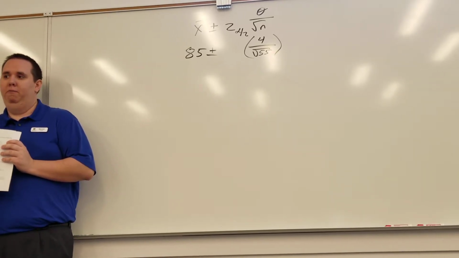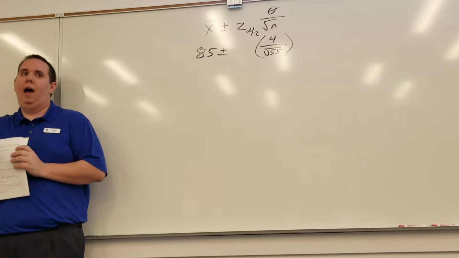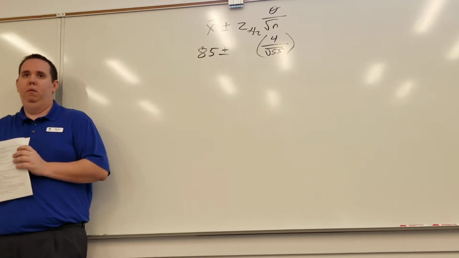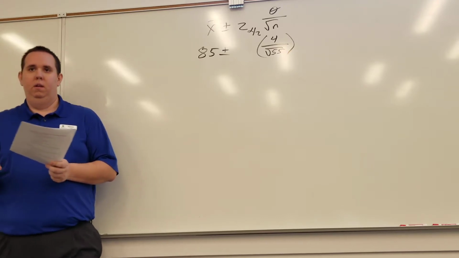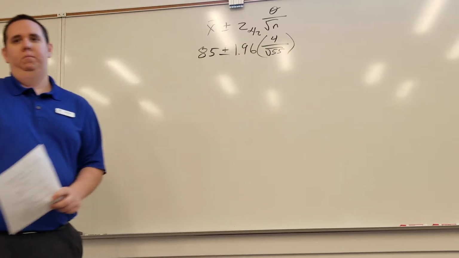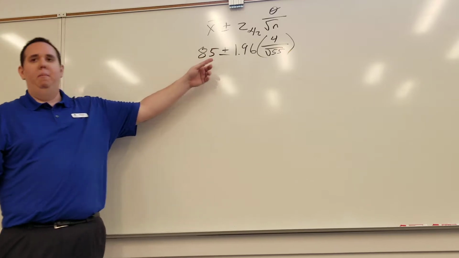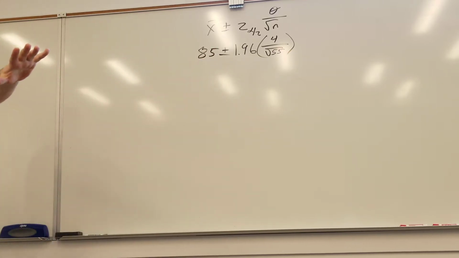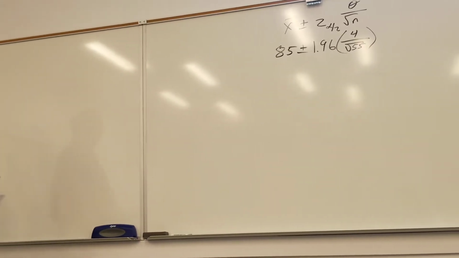So what are you guys looking for in your chart? The area. You're looking for 0.025, right? Inside the middle of the table. And the z-score that you find? 1.96. So you find it and it's negative 1.96, right? But since we're doing plus and minus, we can just drop off that negative part and just put 1.96.